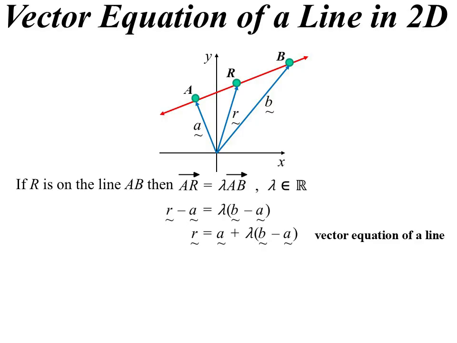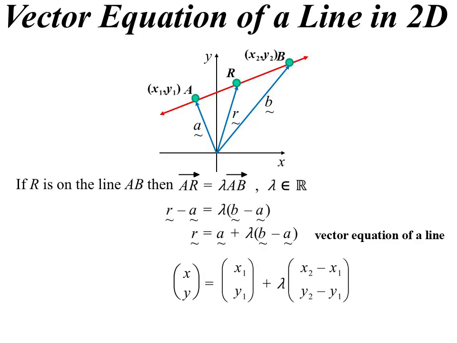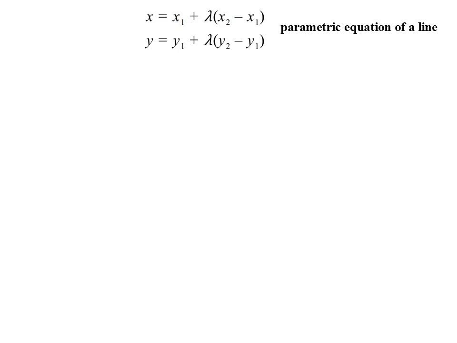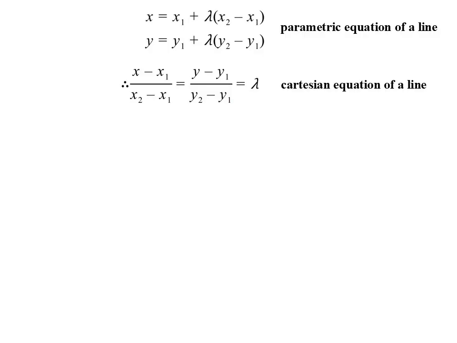Now, let's show that it does turn out to be the same as y equals mx plus b. If I give some coordinates to A and B, written in column form, so R is the unknown, (x, y), one of the points there (x1, y1), and then lambda times (x2 minus x1, y2 minus y1). Break that into the 2 components. They would be the parametric equations of the line. If I make lambda the subject, that's the key with the equation of the line. That actually now is the Cartesian equation of the line.